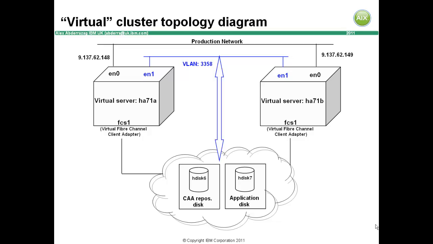This is similar in concept to target mode SSA or target mode SCSI for those that are old enough to remember this technology. Basically, serial based communications are passed through VLAN 3358 to the VIOS server, which actually performs the SAN based communications on behalf of the cluster node.